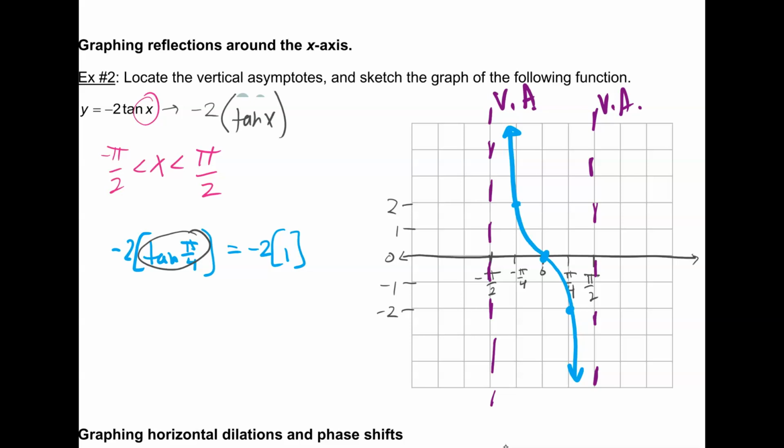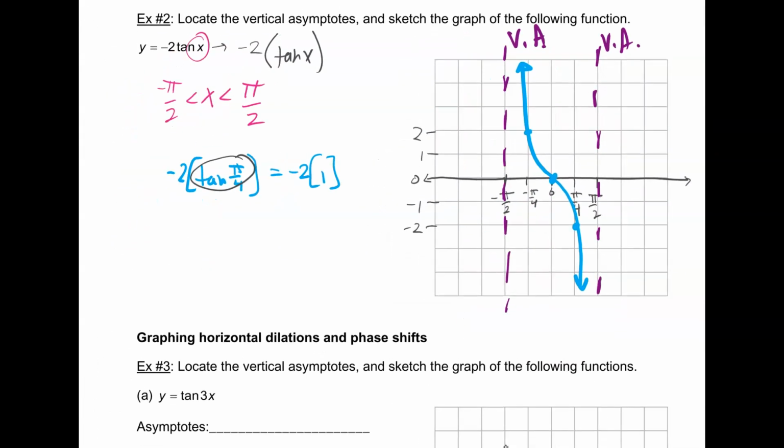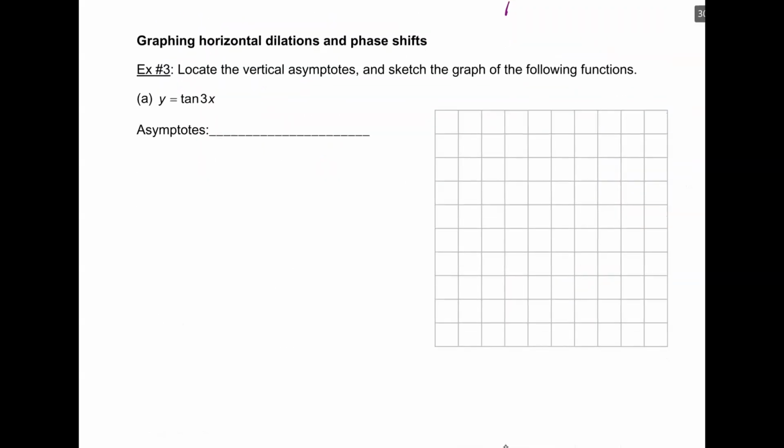Pause here. Do you have any questions? I think we're just finishing up. Okay, so try out example 3. Notice that we have a horizontal dilation and phase shift. So horizontal dilation, stretching or compressing horizontally. Phase shift, moving it over left to right. You should give it a try.